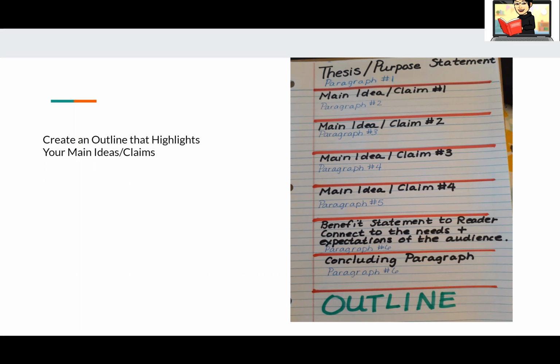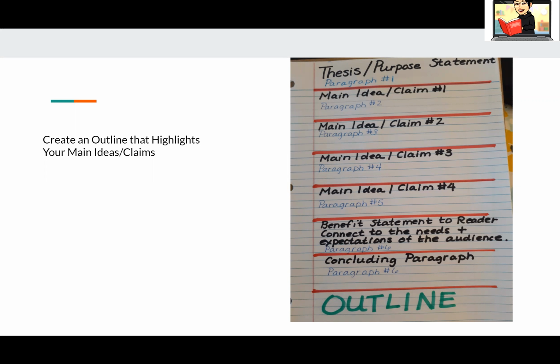But I start with identifying what my thesis or what my purpose is, and that will eventually turn into paragraph one. I then outline what my first idea or claim will be, my second idea or claim, and then my third idea or claim, and my fourth idea or claim. Now, depending on how long your essay is going to be, that's going to determine how many paragraphs you're going to have. So this is just an example. You may have more paragraphs or you may have less paragraphs, depending upon your assignment.